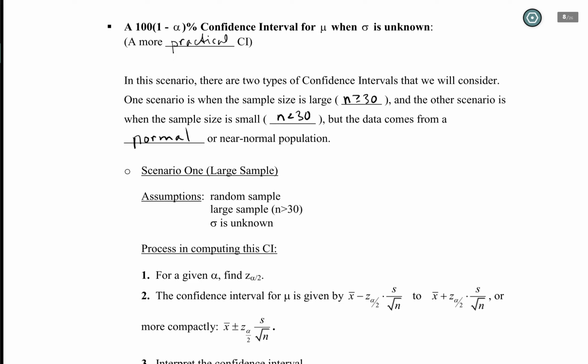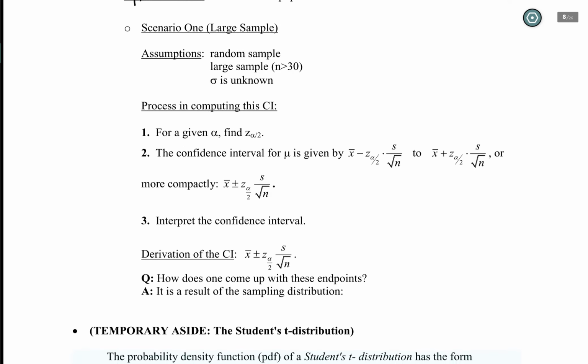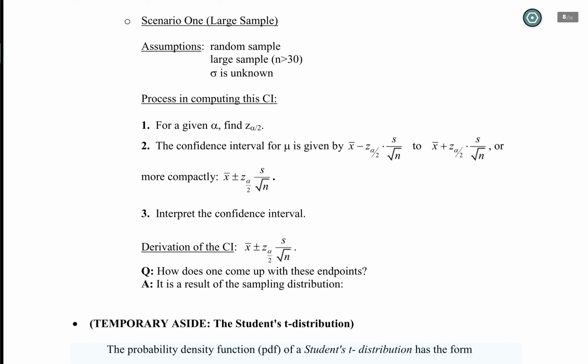Okay, scenario one, a large sample size. The conditions here to use this formula are that we have a random sample, that our sample size is bigger than or equal to 30, and that sigma is unknown. That's the more practical setting. Those three conditions allow us to use this interval formula here. Ultimately, what I want you to focus on is, yes, here's our lower bound and upper bound, but this is the compact way to represent that interval formula.